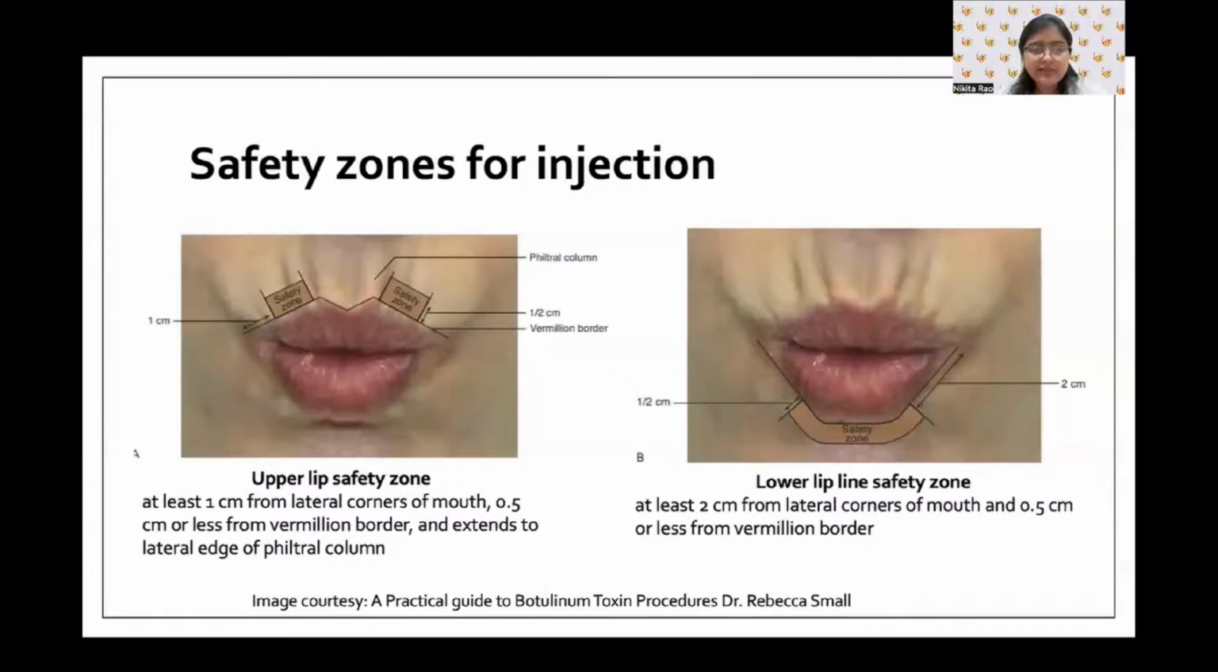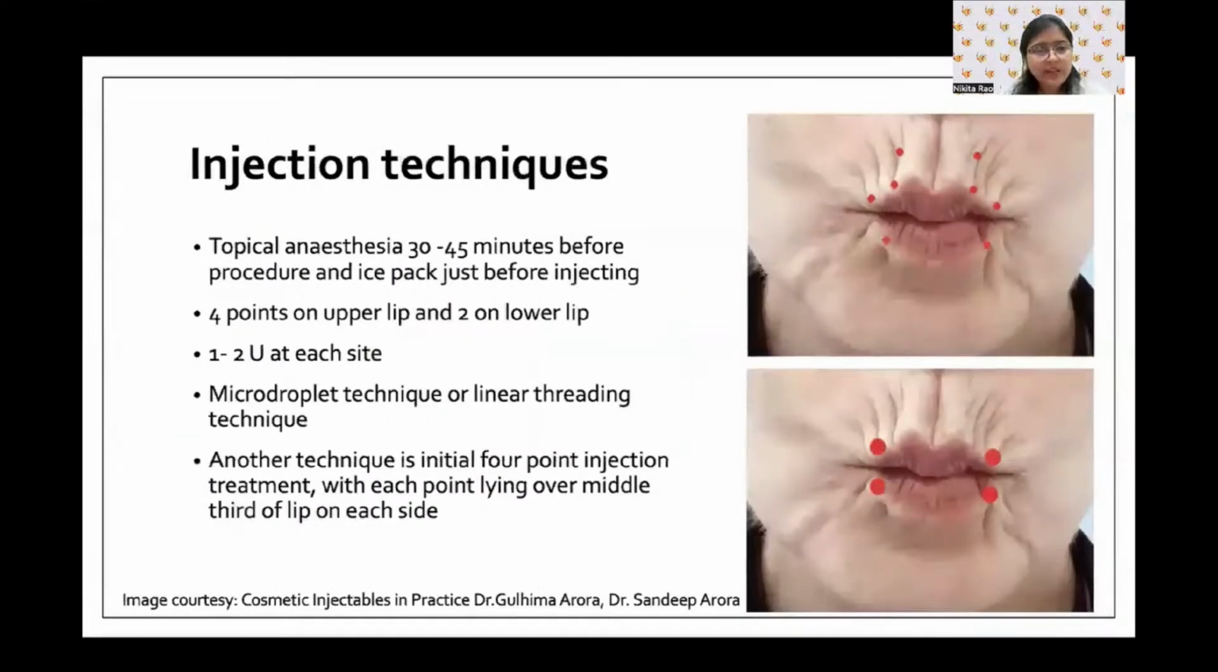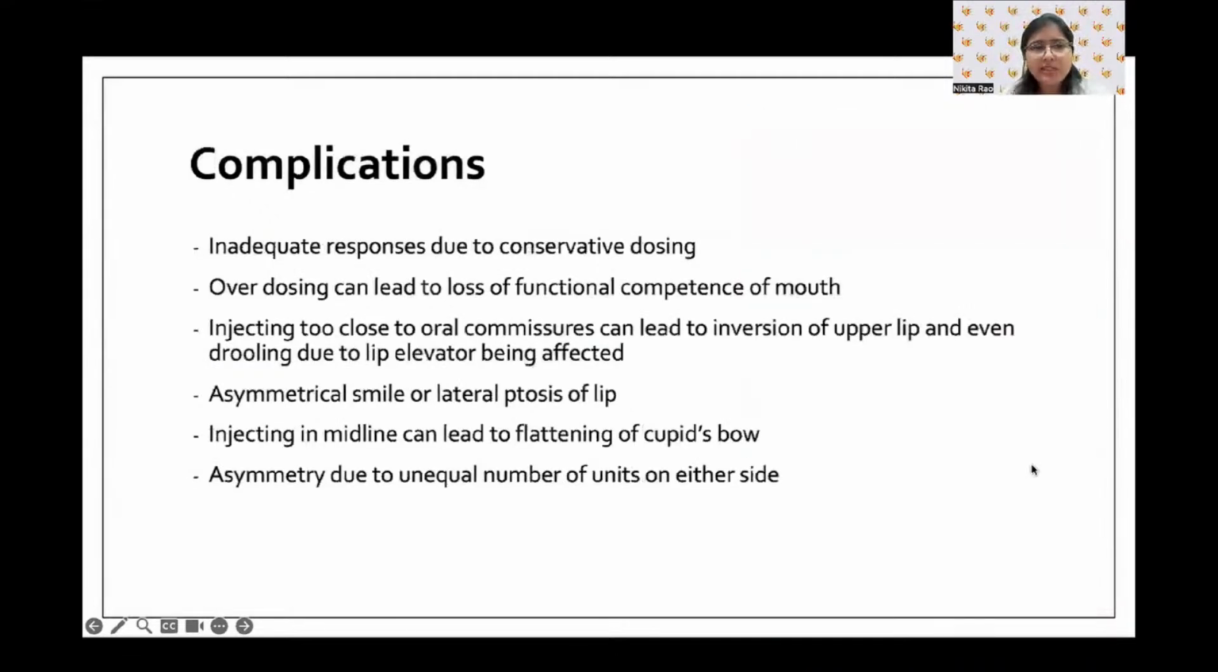In the lower lip, the safety zone is 2 centimeters from the oral commissure and within 0.5 centimeter or less from the vermilion border. It is a painful procedure, so topical anesthesia 30 to 45 minutes before the procedure and an ice pack just before injecting are recommended. Injection can be given as 4 points on the upper lip and 2 on the lower lip with 1 to 2 units at each site. Another recommendation is using an initial 4-point injection with each point lying over the middle third of the lip on each side. Complications can be inadequate response due to conservative dosing, while overdosing can lead to loss of oral competence.